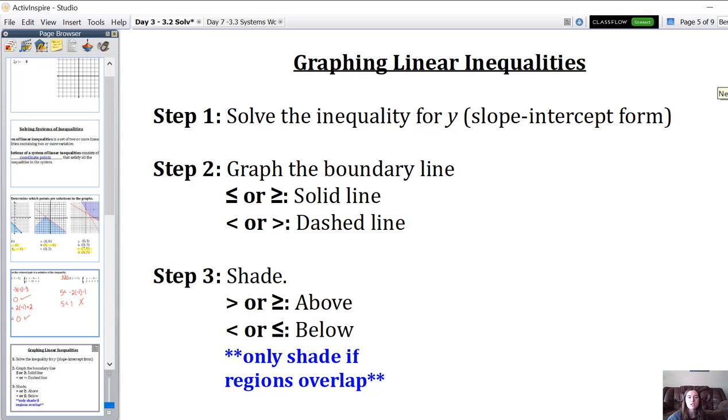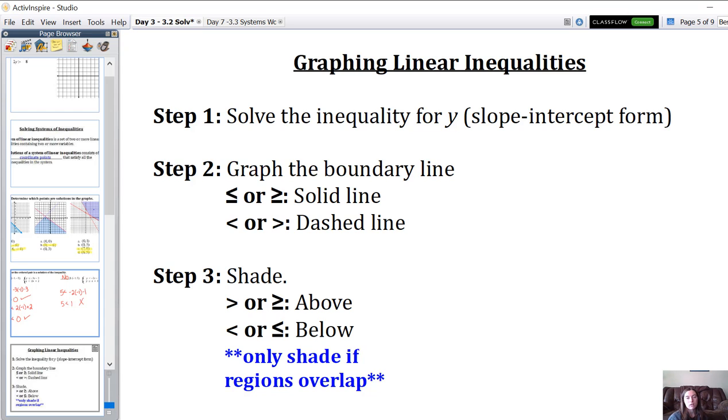This time we get to be the ones to graph these systems of inequalities, and then we'll determine some solutions. So, step 1, solve for y. Make sure it's in slope-intercept form. Step 2 is to graph our boundary line. Remember, if it's less than or equal to or greater than or equal to, we have a solid line. If it's strictly less than or strictly greater than, it is a dashed line.